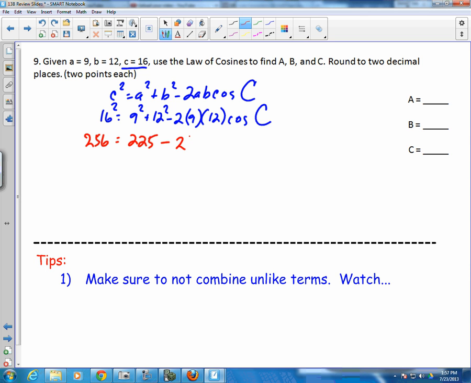So now that I've got it broken down a little bit, hopefully you can see a little more clearly that you can't combine. A lot of students want to say 225 minus 216. Do not do that, okay? You've got to get this 225 out of there. These are not like terms, okay? And I always say this.